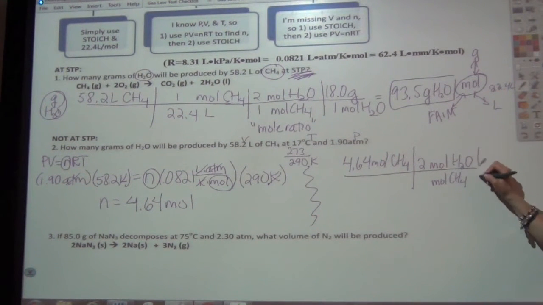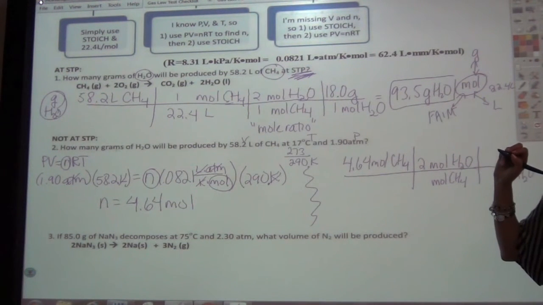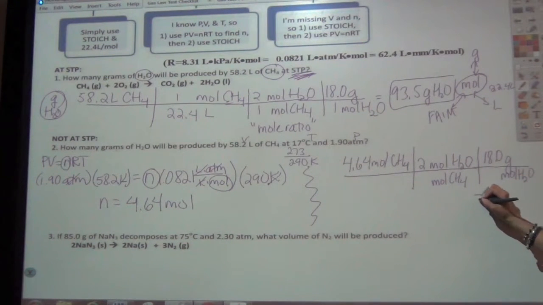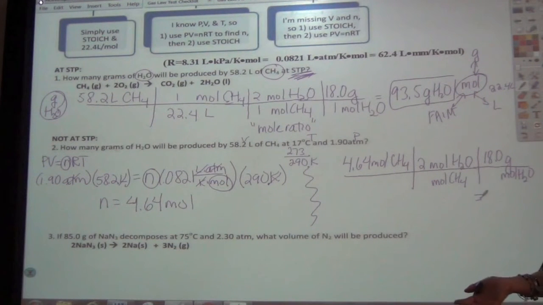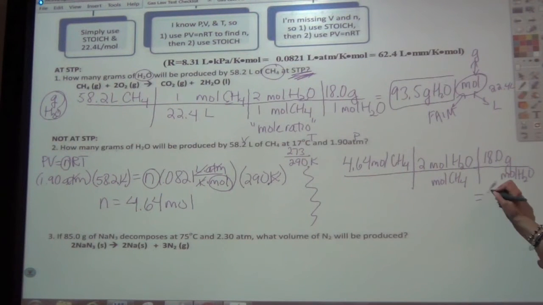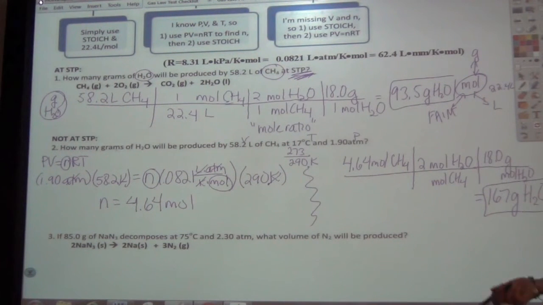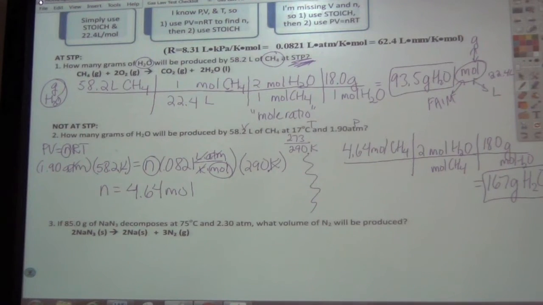And now I have one more step because I don't want moles, I want grams. And just like we did before, how do you go from moles to grams? L chart, and we said it's 18 grams for every mole. So we're going to go 4.64 times 2 times 18, and I'm getting 167. Does that sound right? So 167 grams of H2O. And you can see that they're different. So if you're at STP versus not being at STP, they are different from one another.